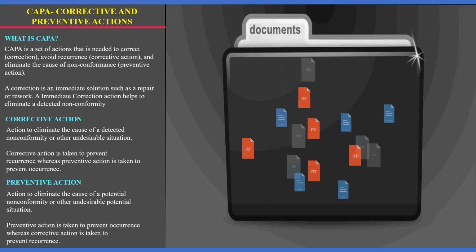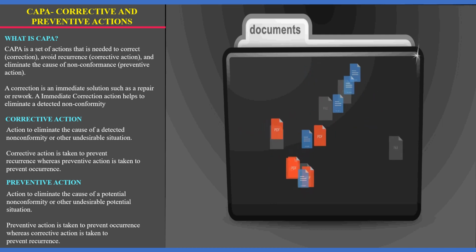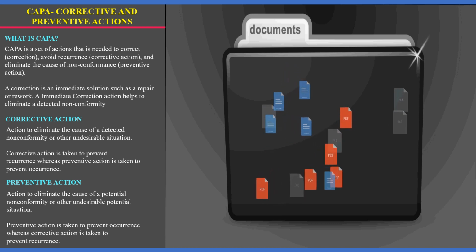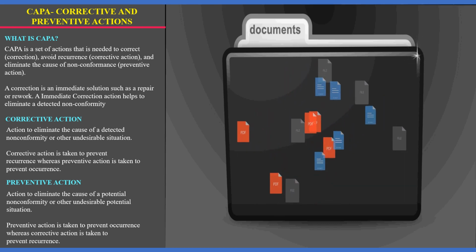So what is a corrective action? Action to eliminate the cause of a detected non-conformity or other undesirable situation is called a corrective action. A corrective action is taken to prevent recurrence, whereas the preventive action is taken to prevent the occurrence.